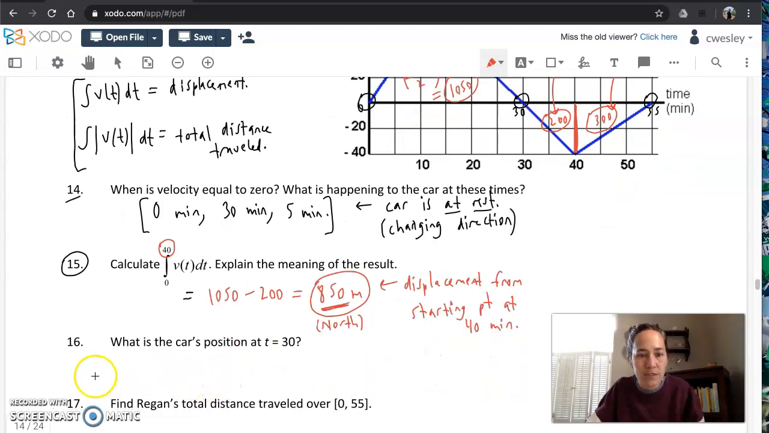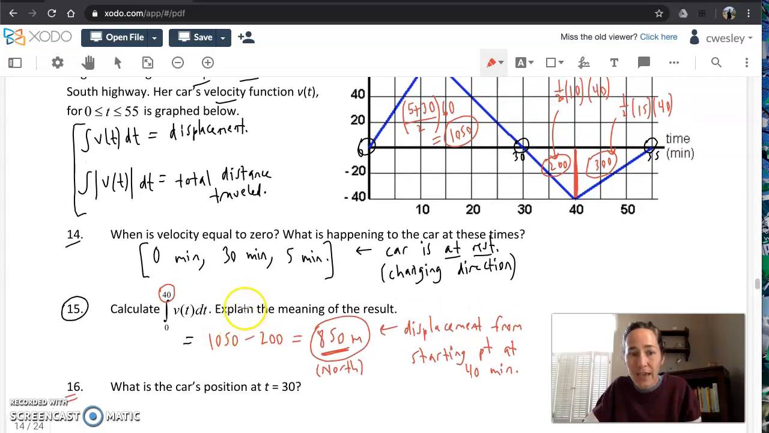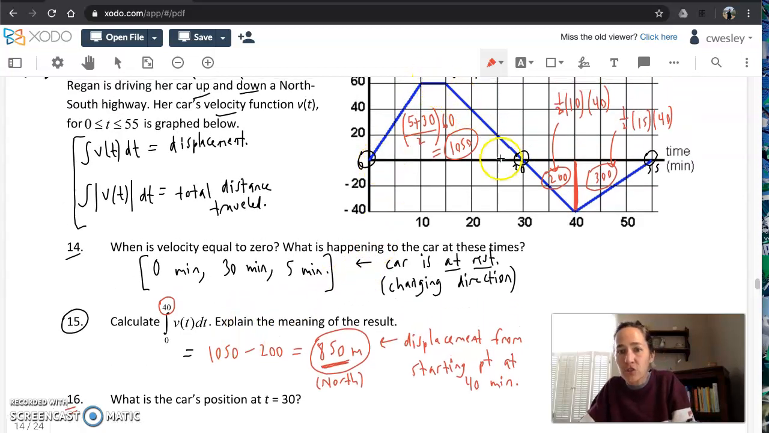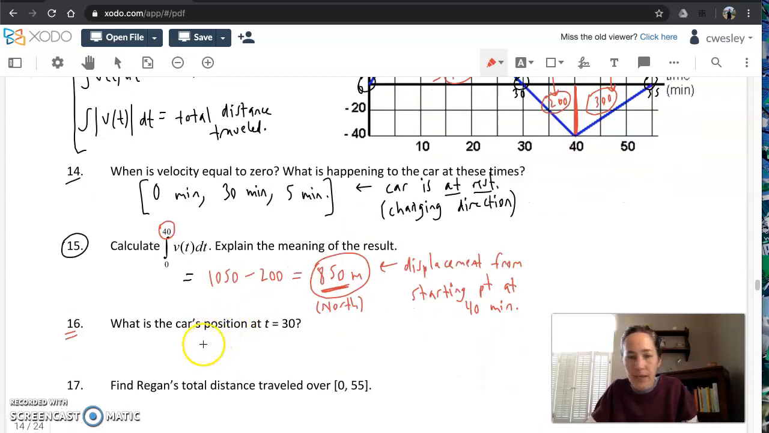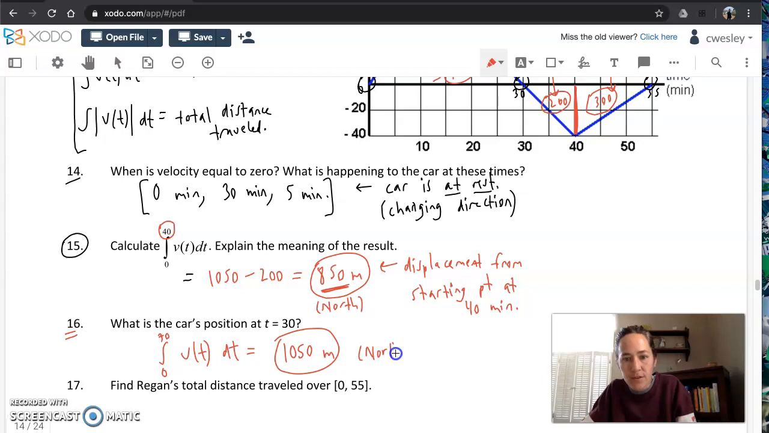What is the car's position at t equals 30? So 30 minutes later, what's the position of the car? Position is displacement. We actually have this one labeled on the picture. That's just this trapezoid worth of traveling. So at t equals 30, we can say, if you want to draw this out, from 0 to 30, the integral of v of t, taken with respect to time, is just that 1050 meters. That's her position. She's traveled 1050 meters north of the starting point since this is positive.